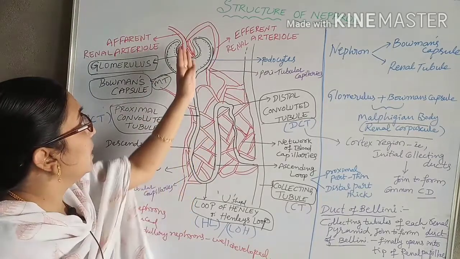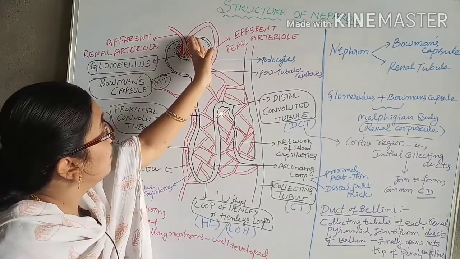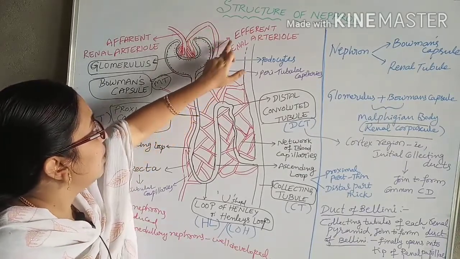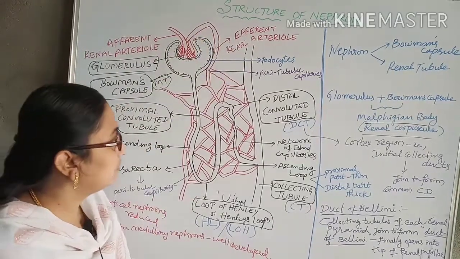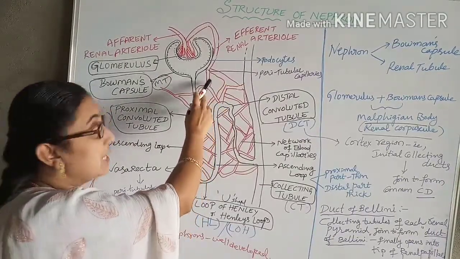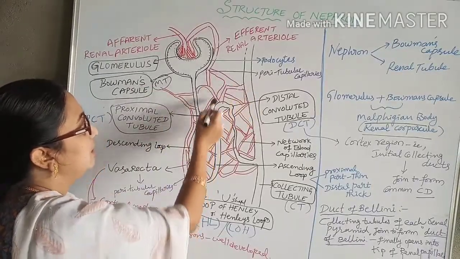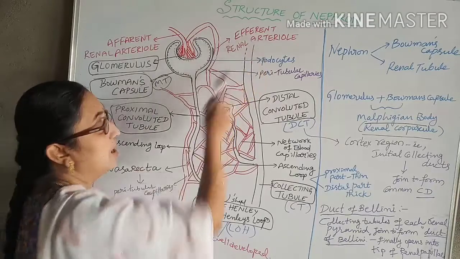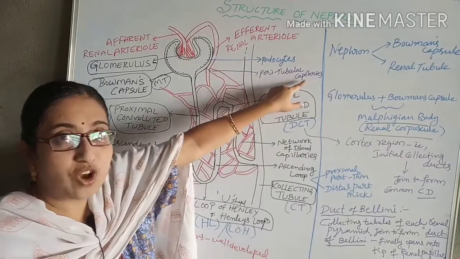Okay. So from the Bowman's capsule, one efferent renal arteriole is arising. See, so this is the afferent renal arteriole. The efferent renal arteriole will consist of a network of capillaries, right? So these are the network of capillaries. This network of capillaries arising from the efferent renal arteriole is called the peritubular capillaries.